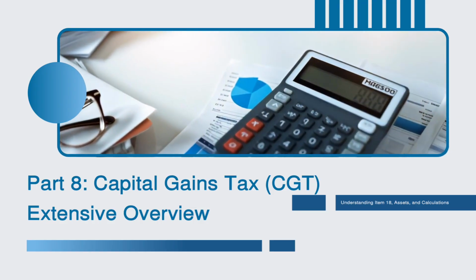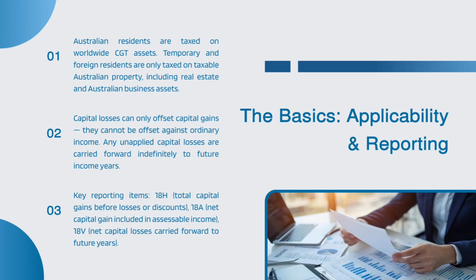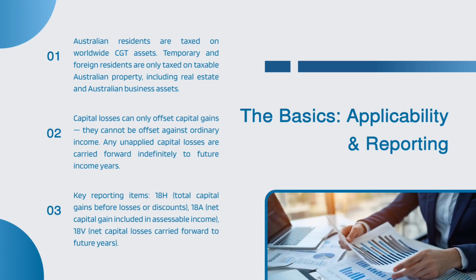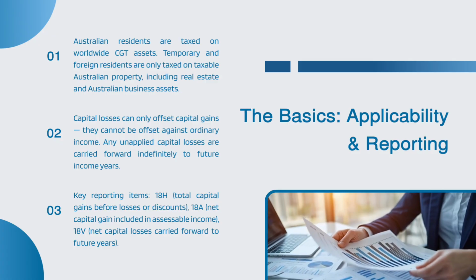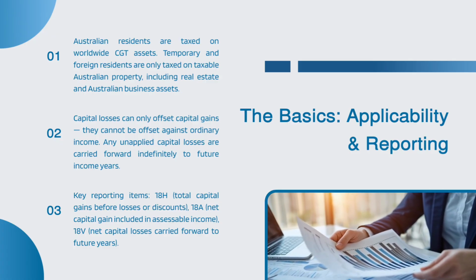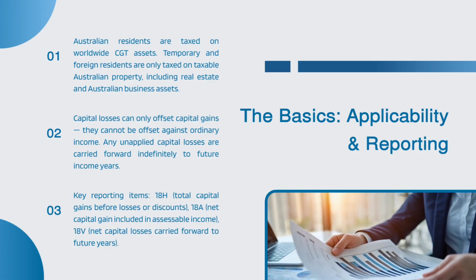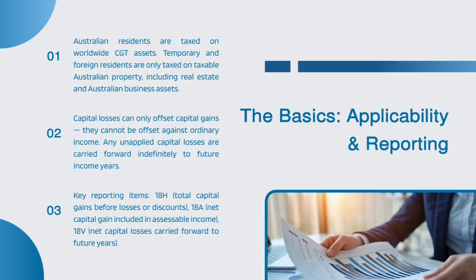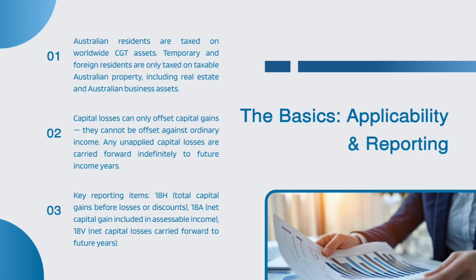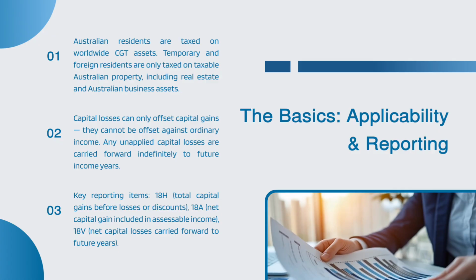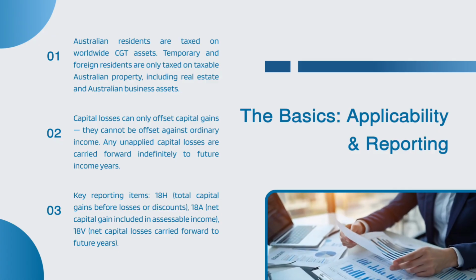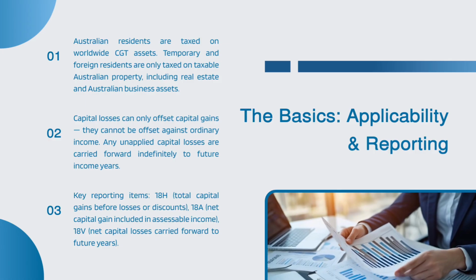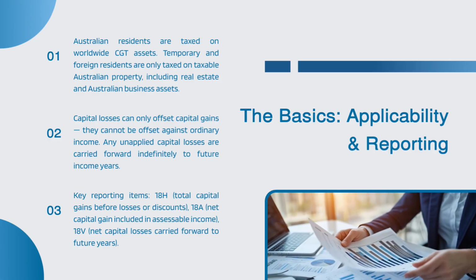Let's look at the baseline rules. For Australian residents, CGT is a global affair, applying to assets worldwide. For foreign or temporary residents, it's restricted to taxable Australian property, like real estate. A critical rule to remember and explain to clients is that capital losses can never offset ordinary income, like their wages. They can only be used to offset capital gains. If a client has excess losses, they carry forward indefinitely until they can be utilized.